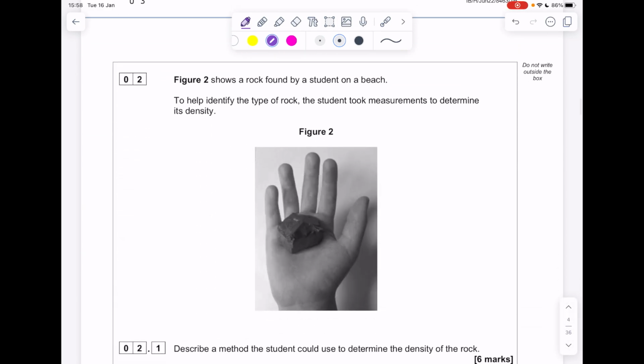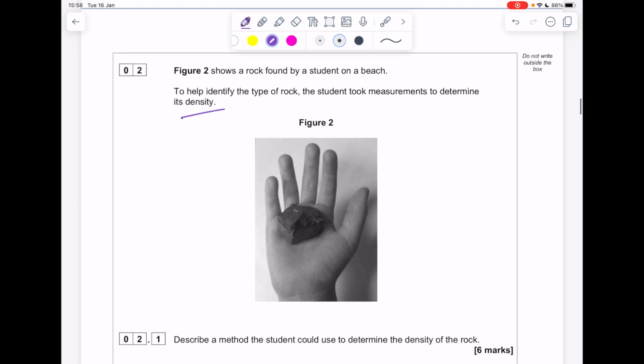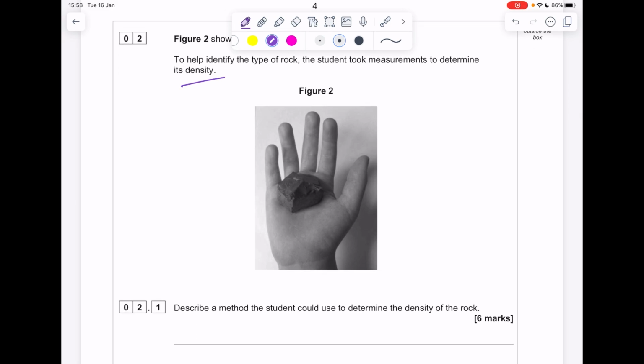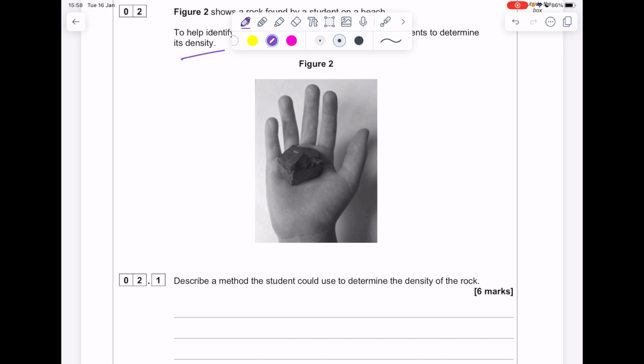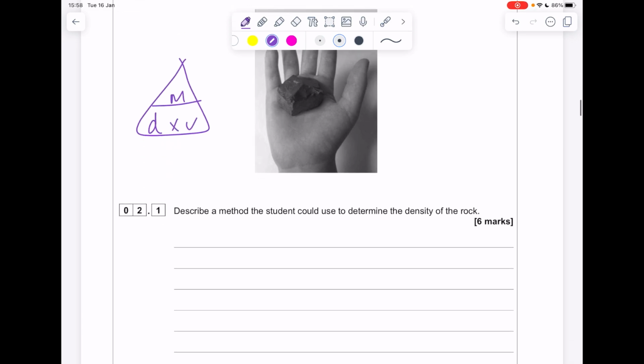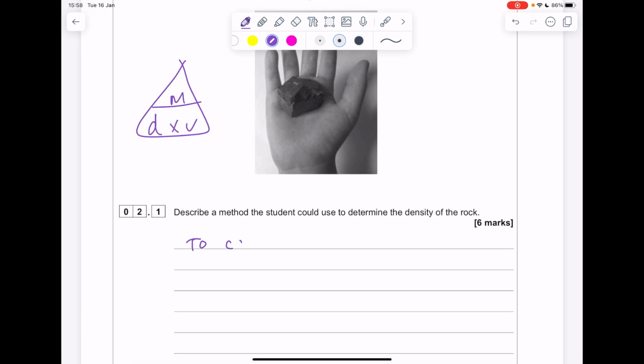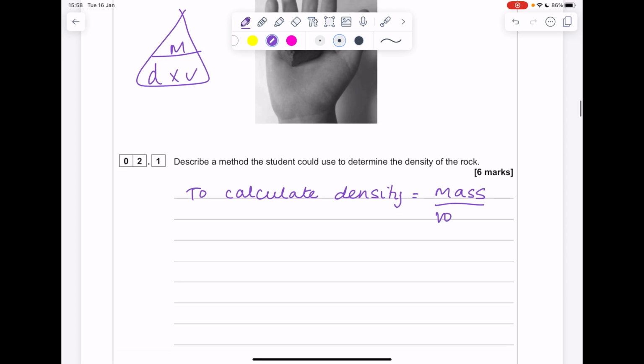Figure 2 shows a rock found by a student on a beach. To help identify the type of rock, the student took measurements to determine its density. Describe a method the student could use to determine the density of the rock. 6 marks. So here is your density formula triangle. To calculate density, you use the equation mass divided by volume, which means the measurements the student needs to take is both mass and volume.